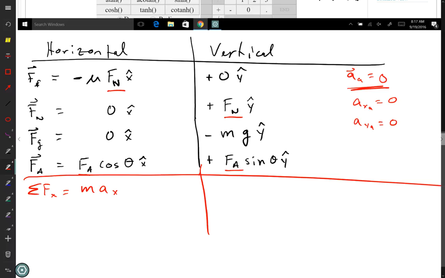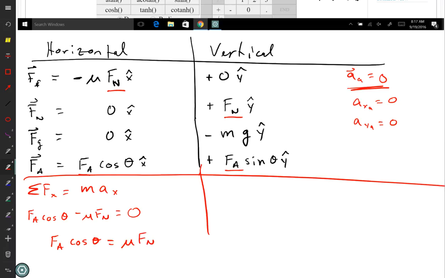So I'm just going to put those in there. The left hand replaced from the column. So the left hand becomes F_A cosine theta minus mu F_N. And then the right side is going to be the mass times the acceleration in the X direction, which was 0. And so right away I get a simple equation. F_A cosine theta is equal to mu F_N. Now I'm going to leave it like that for now. I might need to solve it for something, but I want to see what I get on the other side before I decide where to go with it.